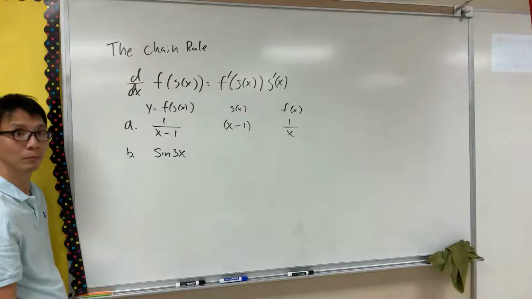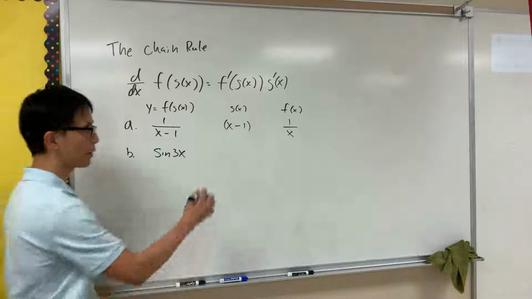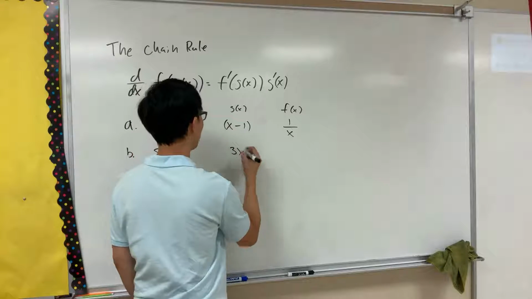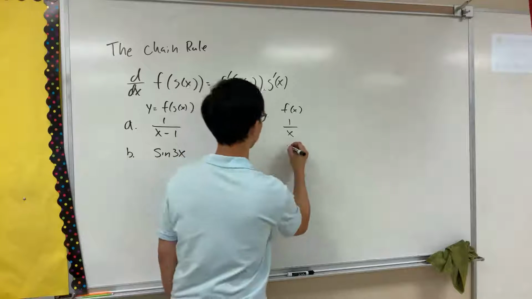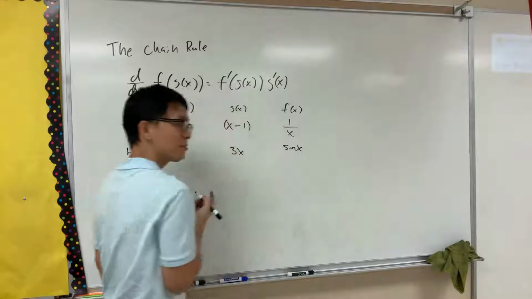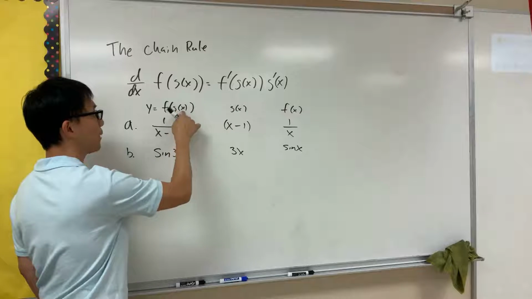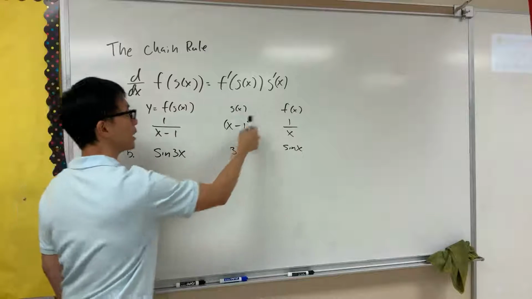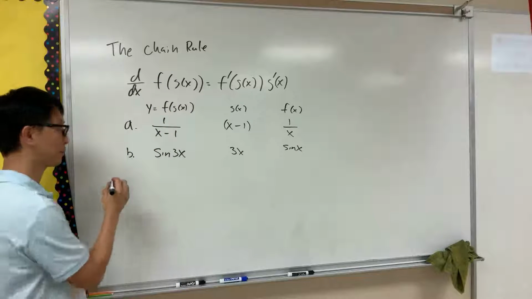Nicholas? g of x would be 3x. Good. What will be the f of x? Sine x. Good. Because g of x is the inner function, I plug the inner function into f of x, which is sine of x, giving sine of 3x.